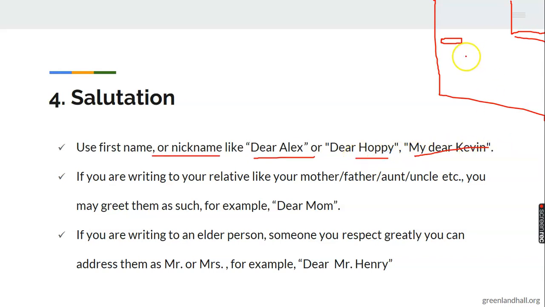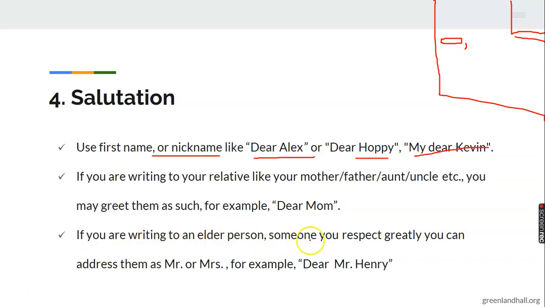You can see it now. So after that, you follow it with a comma. Okay, so this way your salutation appears. Now, if you're writing to your relative, like your mother, father, aunt, uncle, and so on, you may greet them as such. For example, dear mom, dear dad, dear uncle. You can greet them, salute them like that at the start of your informal letter.